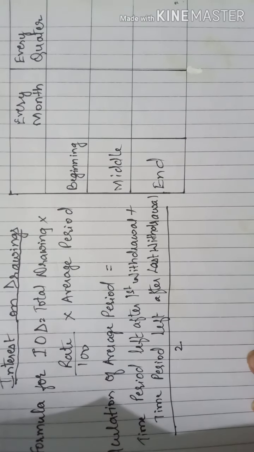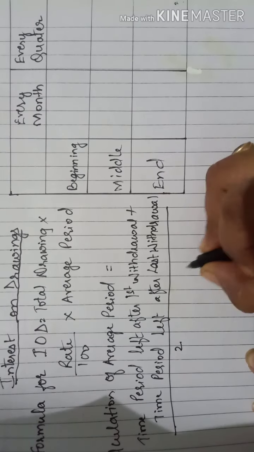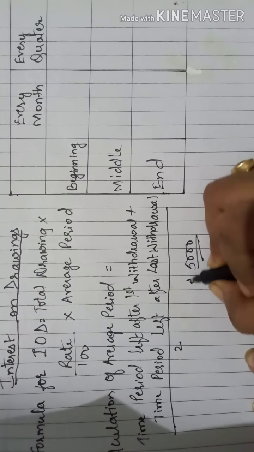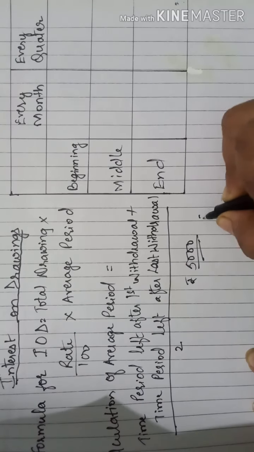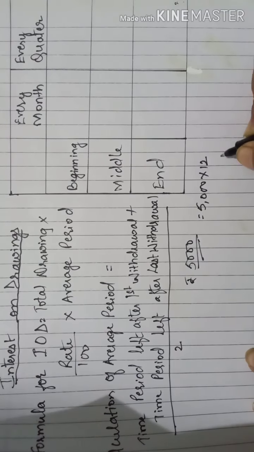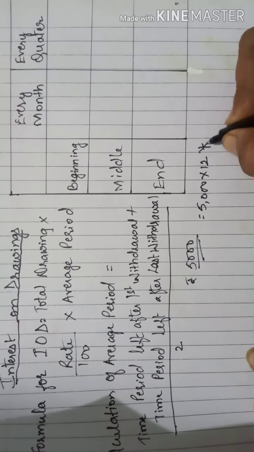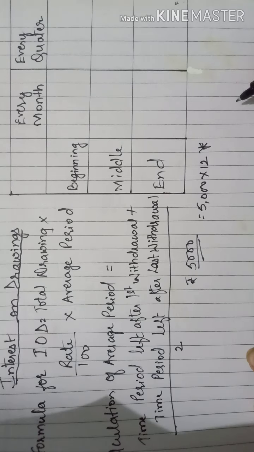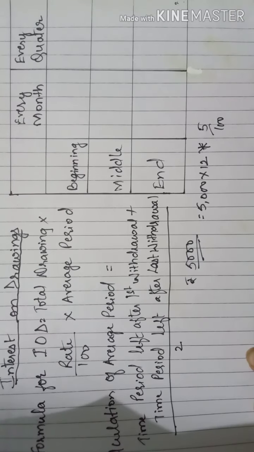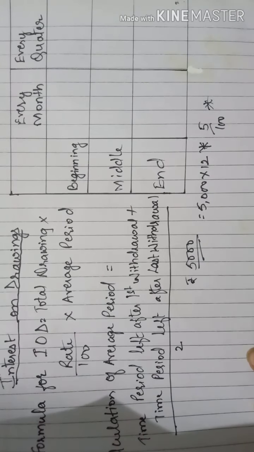Now let's suppose, what was my formula? Total drawings. Suppose my drawings at the beginning of every month are rupees 5,000. So 5,000, what will be my total drawings? Into 12. Now what next? It is multiplied by rate. Suppose I say my rate is 5%. Next is my average period calculation.